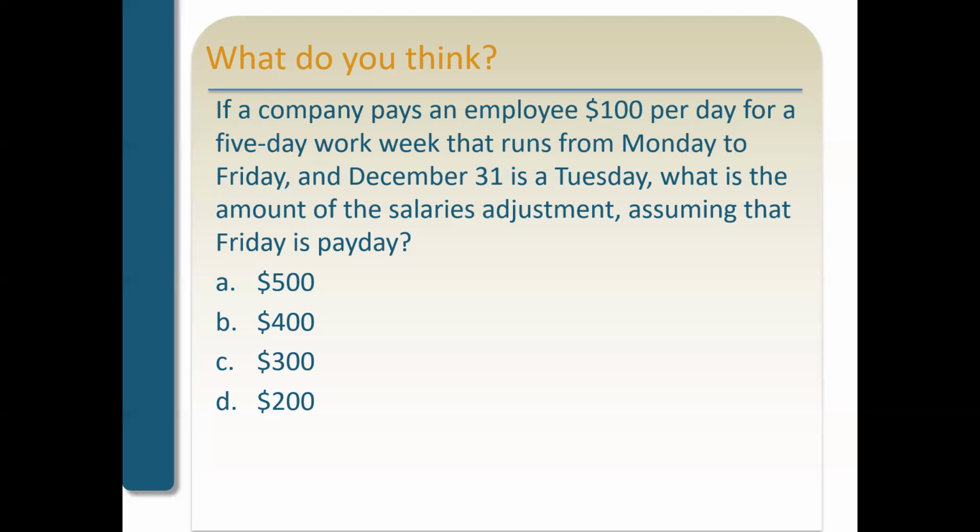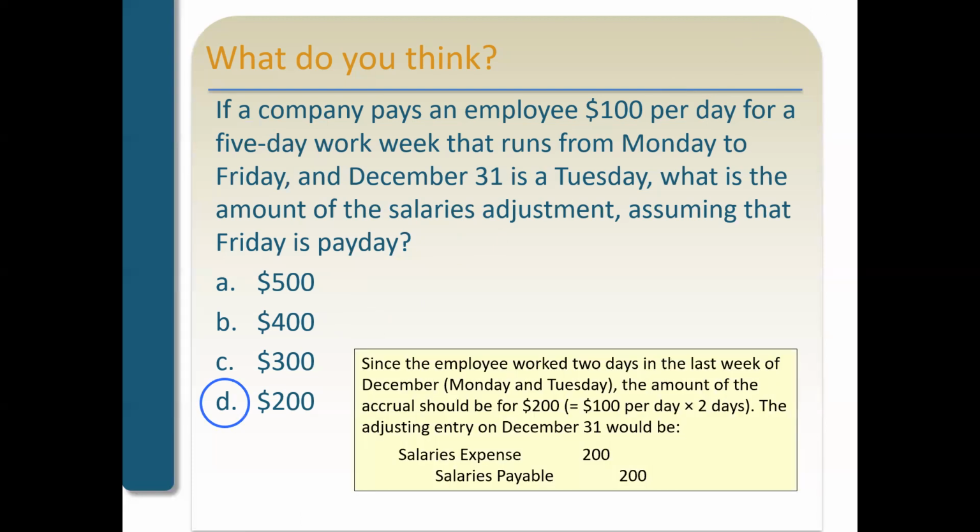Wouldn't it be D? Think about it. December 31st ends on a Tuesday. So at the end of December, don't we need to show salaries were earned or incurred for Monday and Tuesday? But since they're not going to be paid till Friday, don't we need to show a debit to salaries expense and a credit to salaries payable for that amount? Make sense?